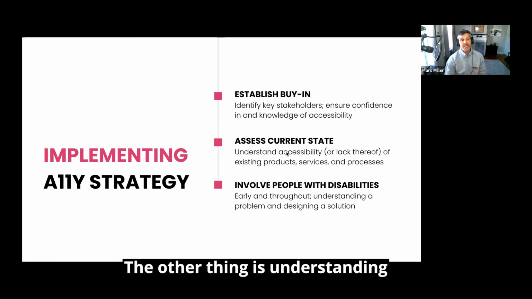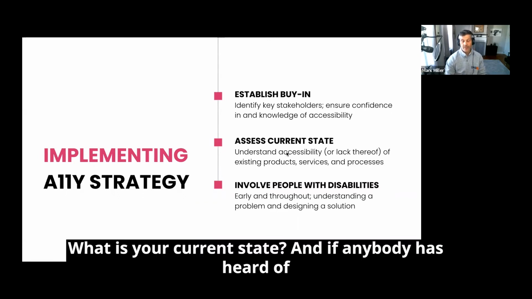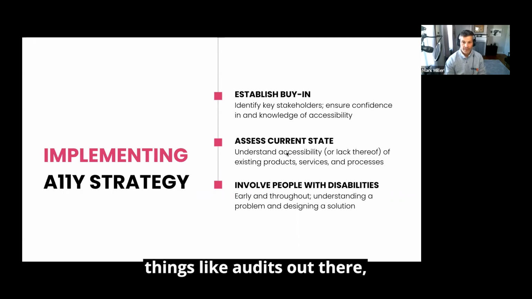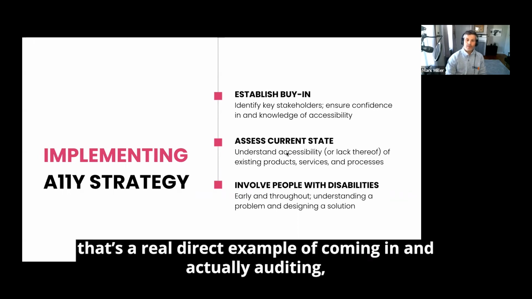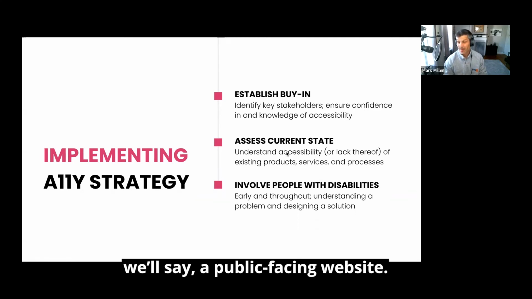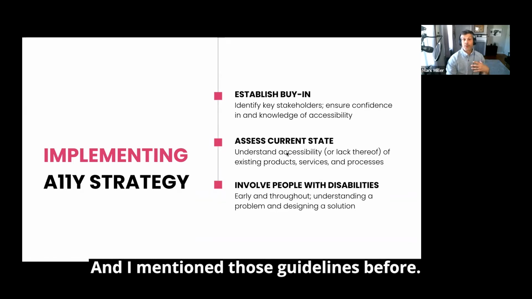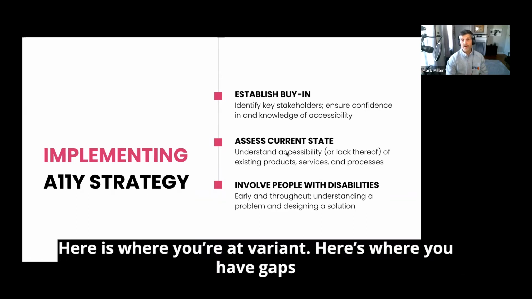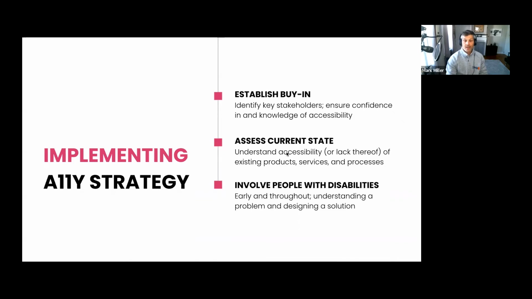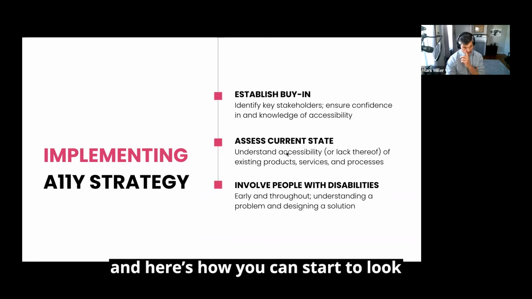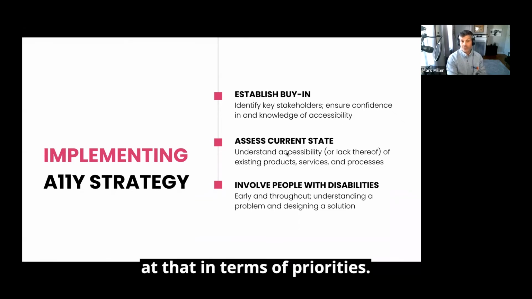The other thing is understanding where you are right now really helps, right? What is your current state? And if anybody has heard of things like audits out there, that's a real direct example of coming in and actually auditing, we'll say, a public facing website, and saying, and I'd mentioned those guidelines before, here is where you're at variant, here's where you have gaps to these guidelines. And here's how you can address them. And here's how you can start to look at that in terms of priorities, right?